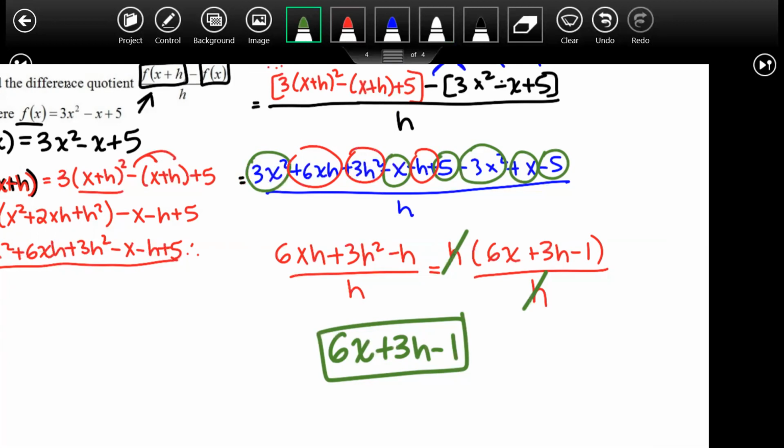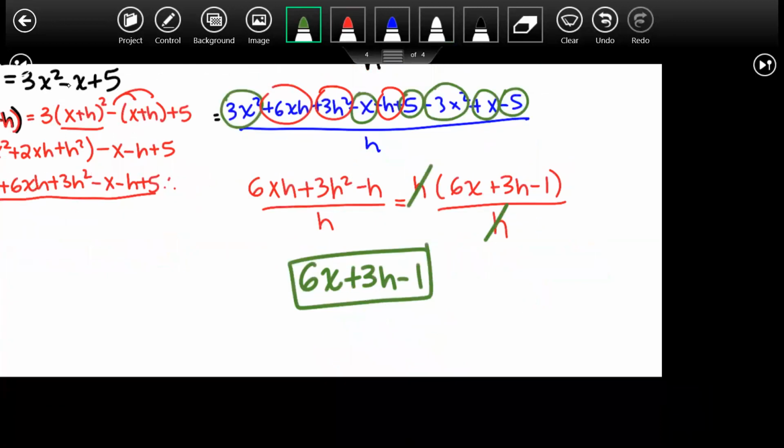Okay. If you didn't write it in this order, could you write it in different orders? It could have been 3h plus 6x minus 1. Yeah, I'm okay. As long as you have those 3 terms in there, that's fine. Yes.